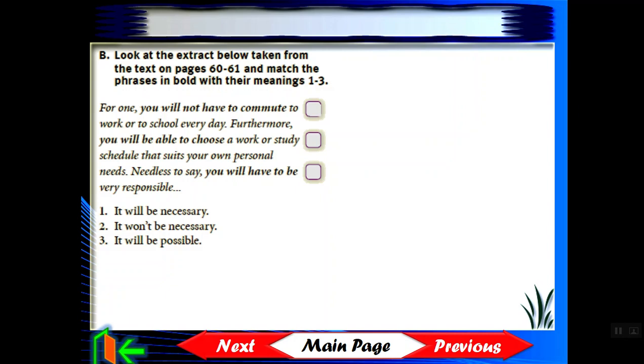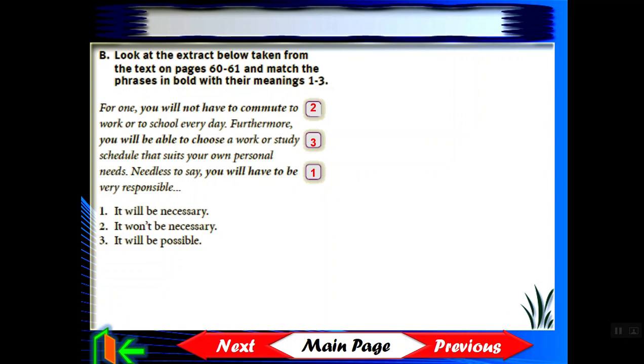Okay, the options here say it will be necessary, ضروري. It won't be necessary, number 2, غير ضروري. And number 3 is talking about احتمال, it will be possible. Okay, so the first sentence, which one do you use? It is number 2, when he says you won't have to commute, that means it won't be necessary, من غير الضروري. Okay. Will be able to choose, it is a possibility. Okay. And the last one, it will be necessary to do that.